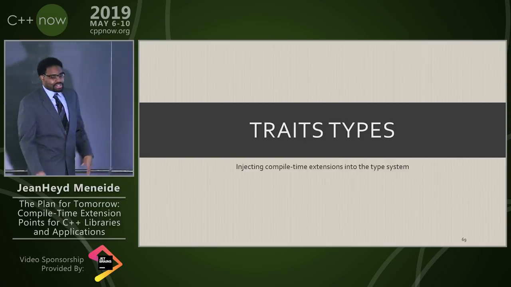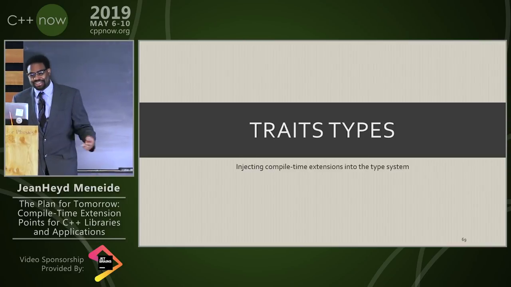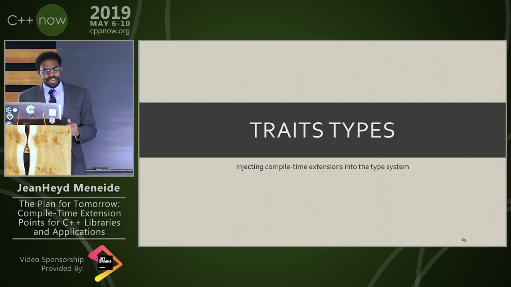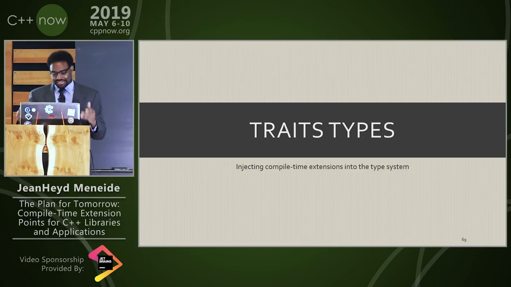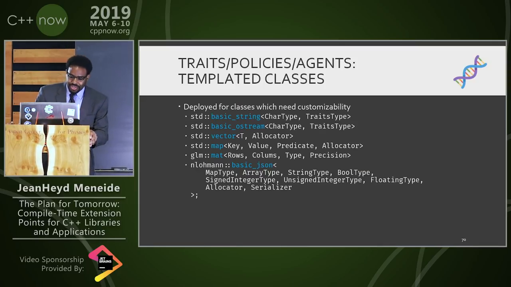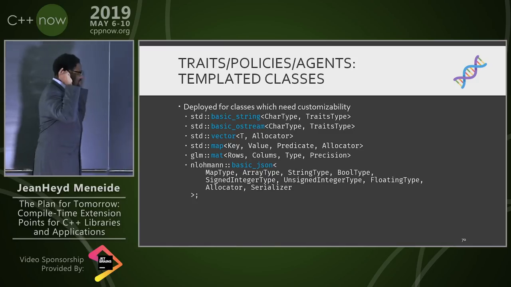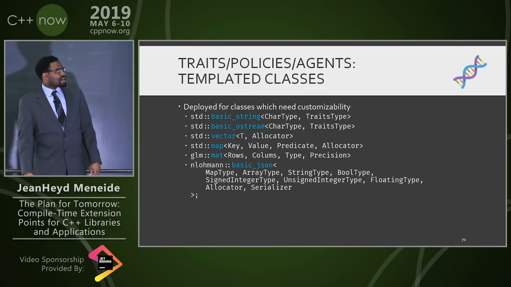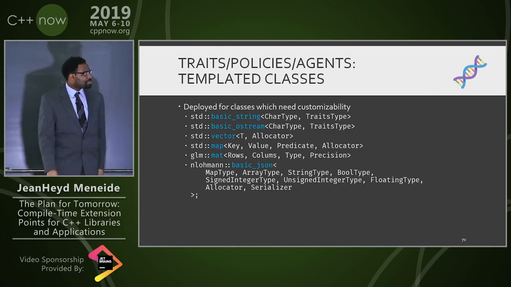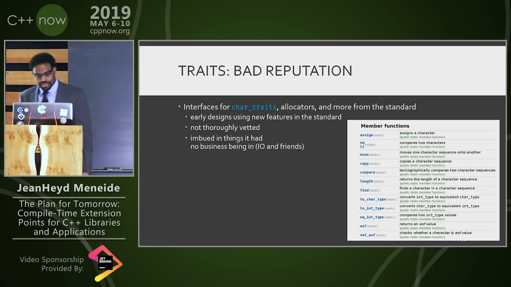Okay, so now we're going to get to the nicer stuff, the stuff that doesn't have to do with the compiler, that's mandated by the author. Trace types. No ADL here, unless you ask for it. All that stuff, it's going to be nice. So trace types, there's a bunch of them: basic string, basic ostream, std vector, std map, stuff in GLM. Even Nlohmann JSON is not actually just a concrete type. It's this massively templated type on map type, array type, allocator, serializer, and all that stuff.